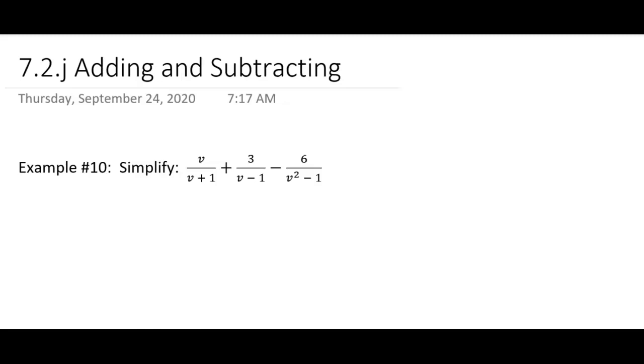So now we get to do adding and subtracting. You can see in the problem there are 3 rational expressions. Okay, we still look at the denominators to see what they're like. We've got a v plus 1, a v minus 1. Those don't factor. The last one is v squared minus 1, which does factor. That's the difference of squares, so v plus 1 and v minus 1. Okay, so we have to have common denominators in all 3 denominators, but it's not going to be too bad.